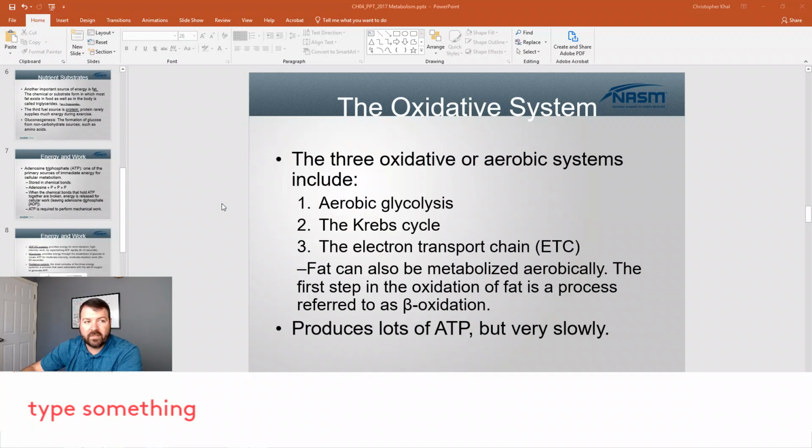So a little bit more about the oxidative system. The three aerobic systems are the aerobic glycolysis, then the Krebs cycle, and also the electron transport chain. Fat is also metabolized aerobically. The first step in the oxidation of fat is the process referred to as beta oxidation, just so you know. A lot of ATP is produced through these cycles, especially the Krebs cycle.